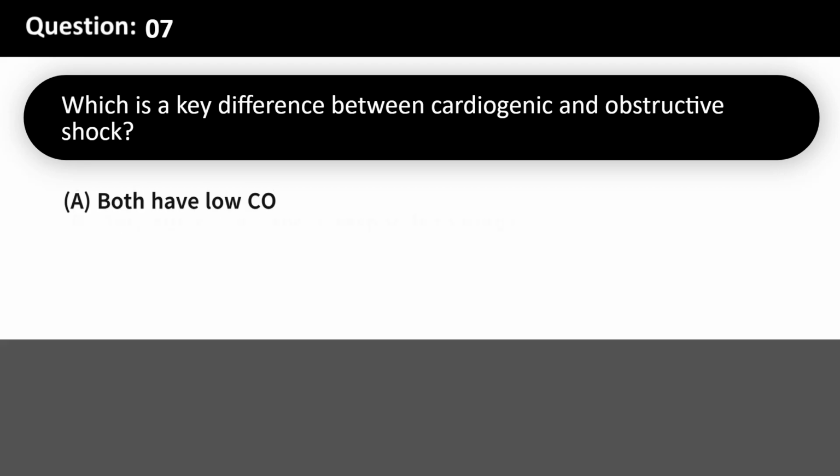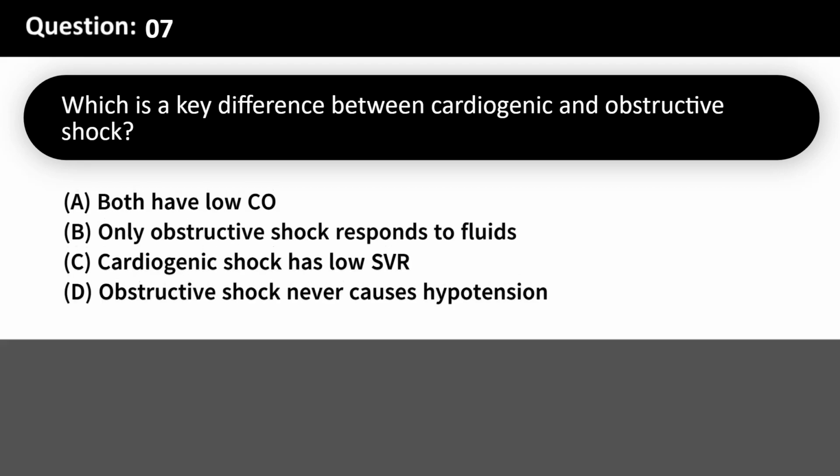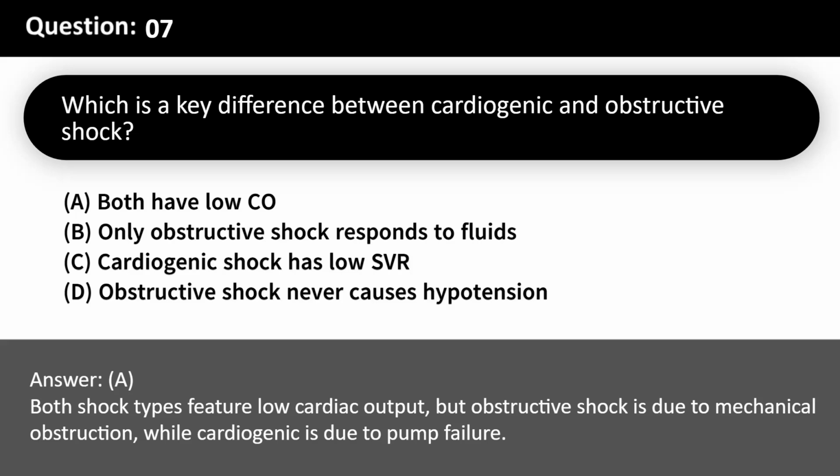Which is a key difference between cardiogenic and obstructive shock? A. Both have low CO. B. Only obstructive shock responds to fluids. C. Cardiogenic shock has low SVR. D. Obstructive shock never causes hypotension. Answer: A. Both shock types feature low cardiac output, but obstructive shock is due to mechanical obstruction, while cardiogenic is due to pump failure.